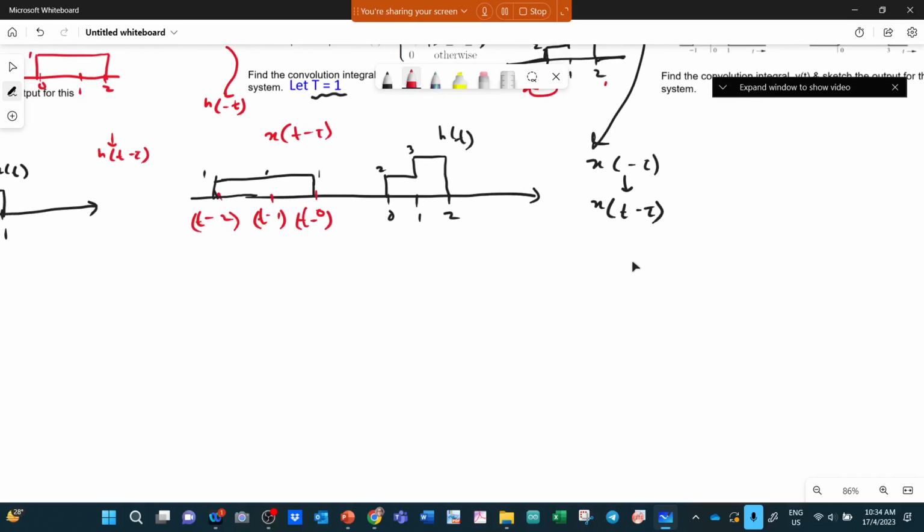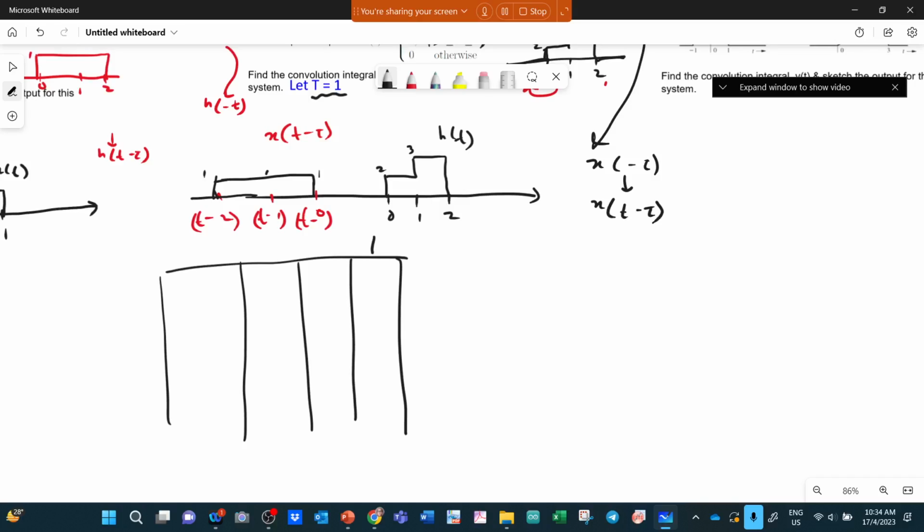And as usual, the next step is to draw the table, exactly below it. This is the t value. Okay, what is the value that is not overlapping? t equal to 0, right? Okay, t equal to 0. So this one is 0, minus 1, minus 2.